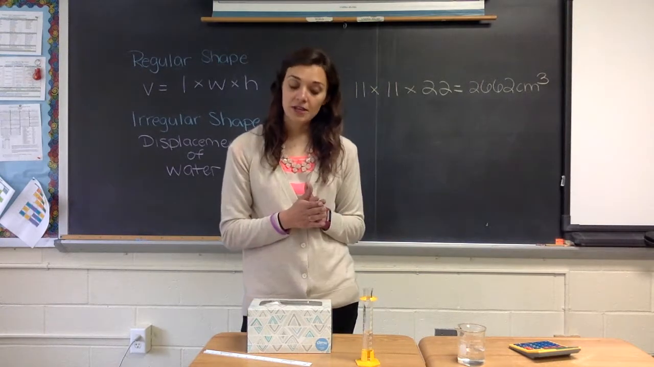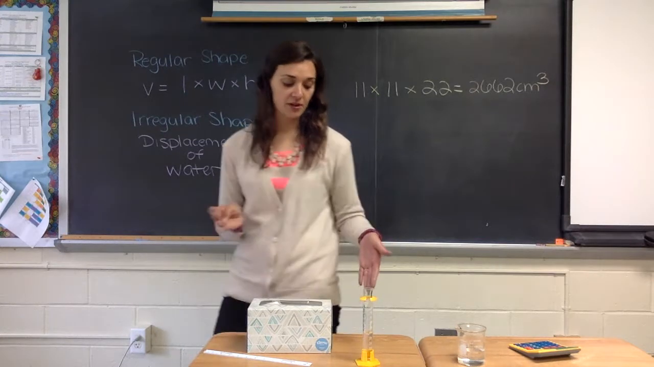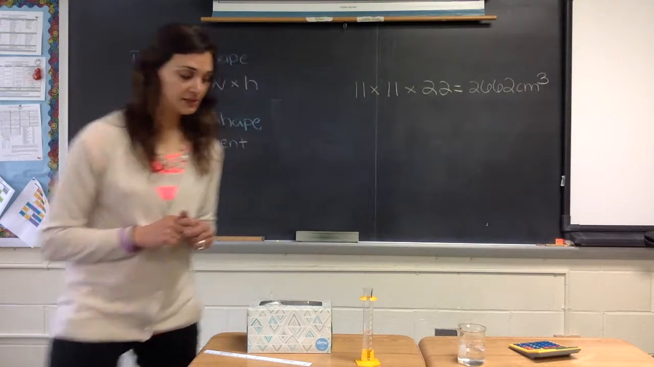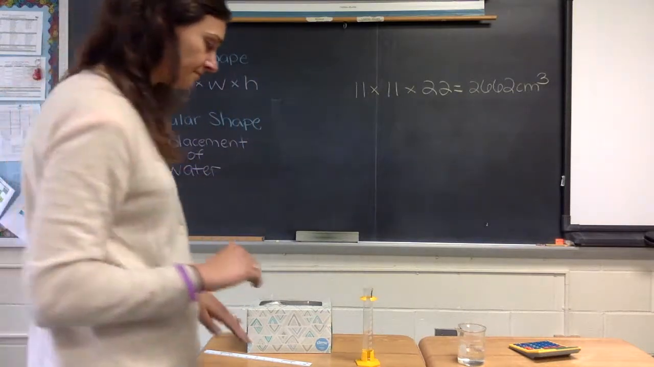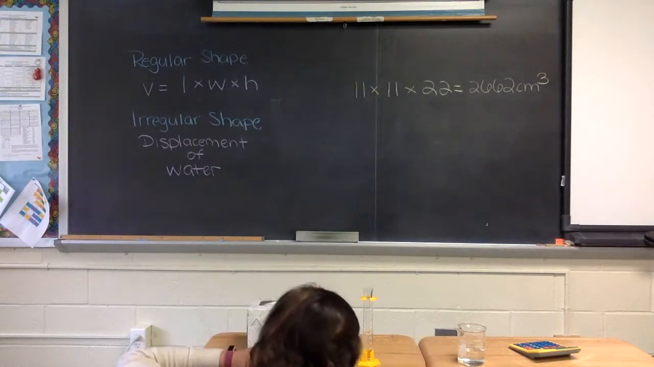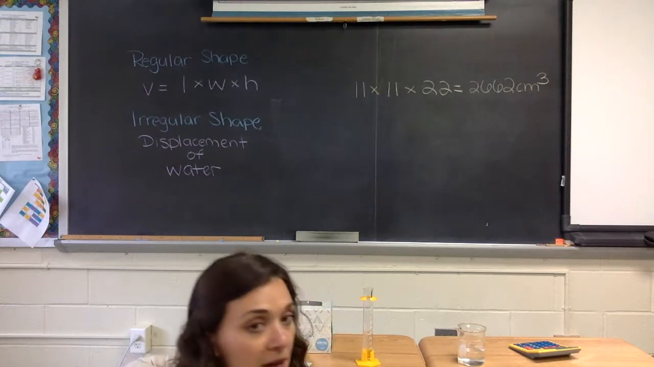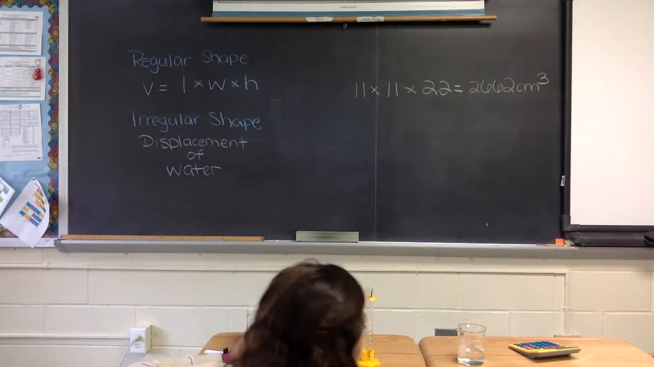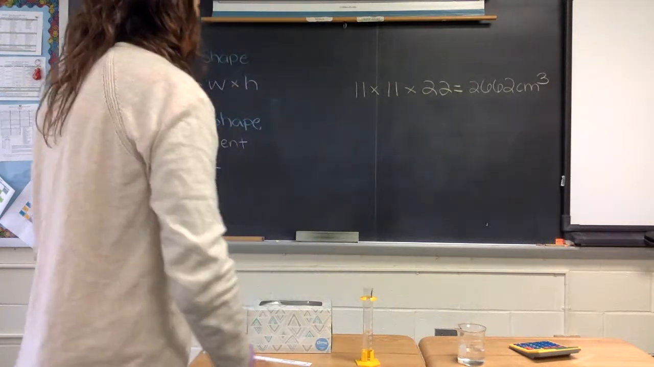The most important thing, always, when we're reading from the graduated cylinder is to get eye level with the cylinder and read the meniscus. That's that curved line. So my graduated cylinder is reading that right now I poured in 26 milliliters of water.